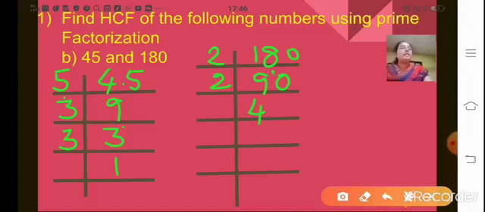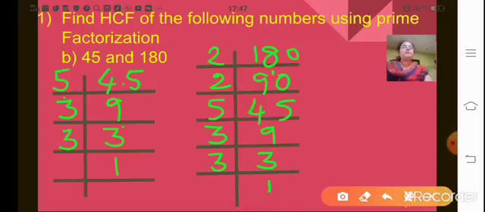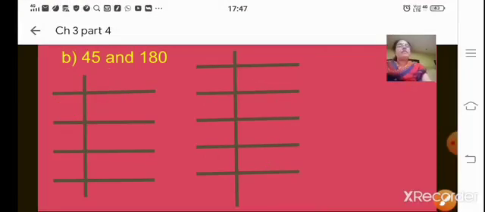You can divide here itself. 2 fives are 10. Again 5 nines are 45. 9 is divisible by 3. 3 threes are 9. And 3 ones are 3. Okay. So we got all the prime numbers. Yes. Now let us find the HCF of these numbers.